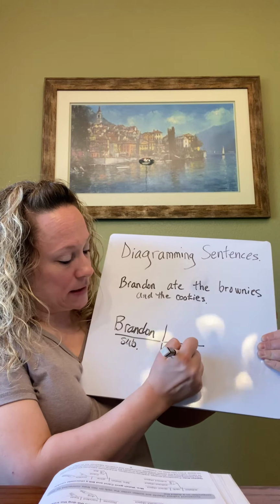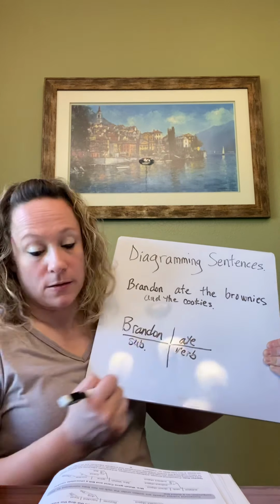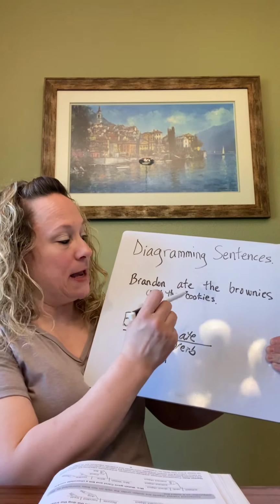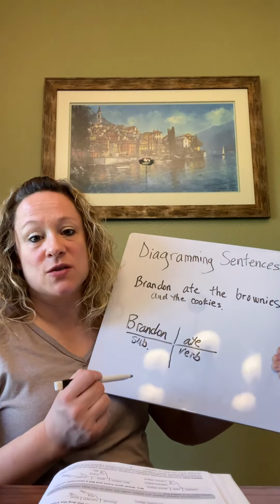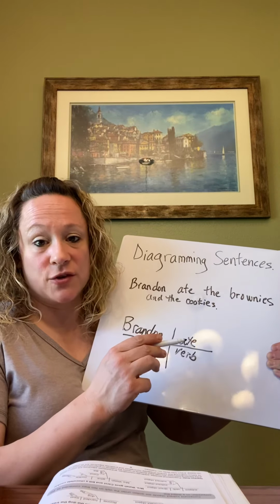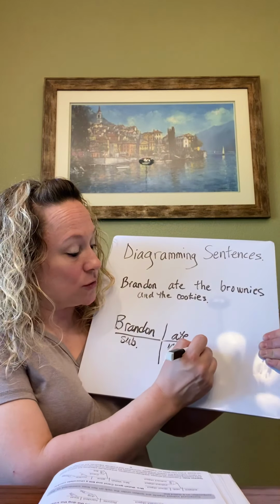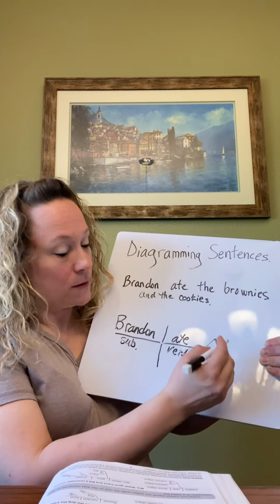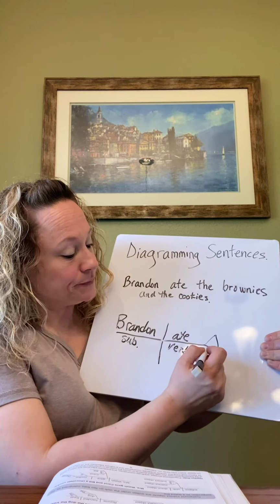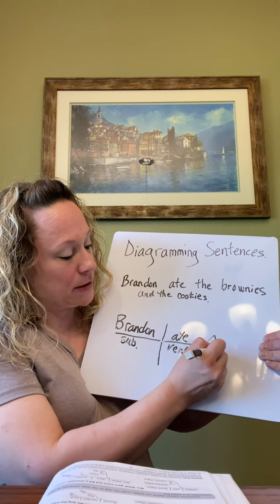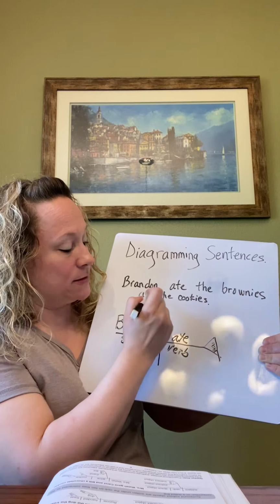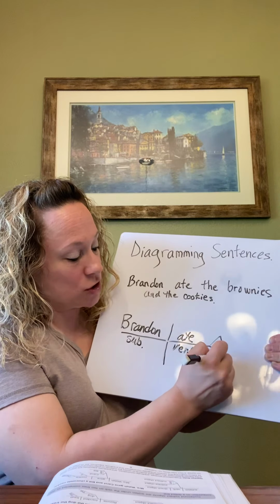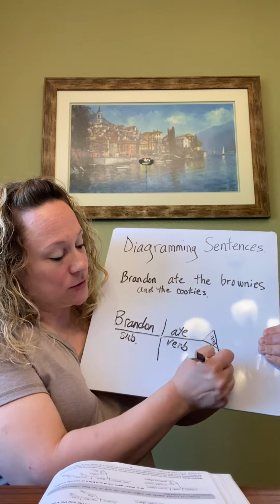So our verb again is ate. Okay, and now he ate two different things, right? So we have to do that arrow like we did yesterday because we have two different things. So we have two direct objects here. Okay, so remember and goes here, right? He ate the brownies and the cookies, and that's our conjunction. CONJ is okay for that.